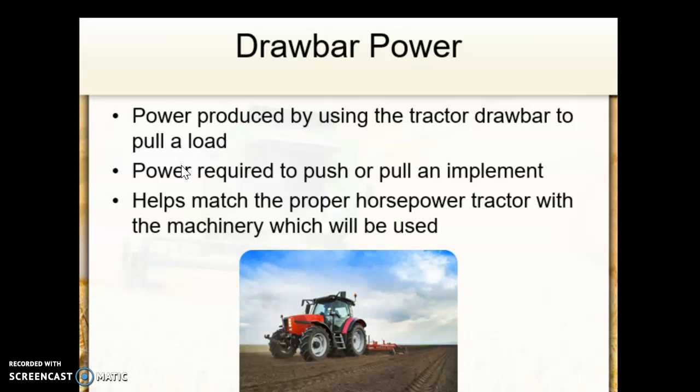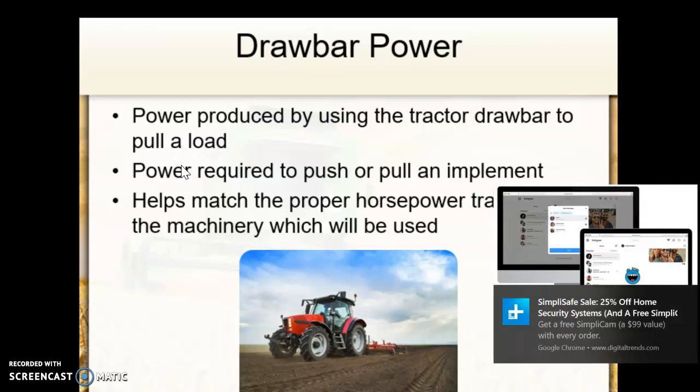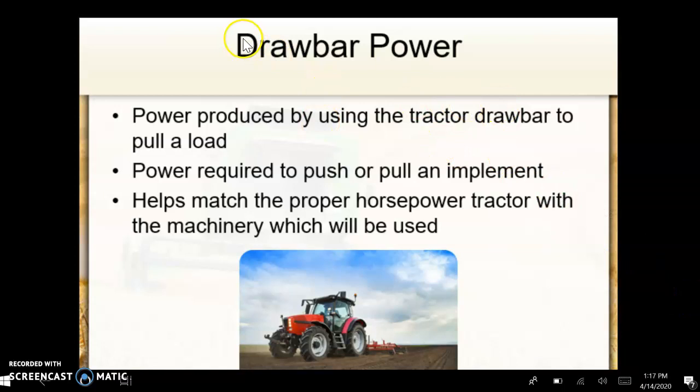Different machinery has different horsepower requirements. For a particular tiller, they might know that in order to pull this tiller effectively, you're going to need a tractor that has at least 300 horsepower on the drawbar. And you have to make sure that your tractor can fulfill that before you purchase that implement. So drawbar power simply refers to a tractor's towing or pulling ability.